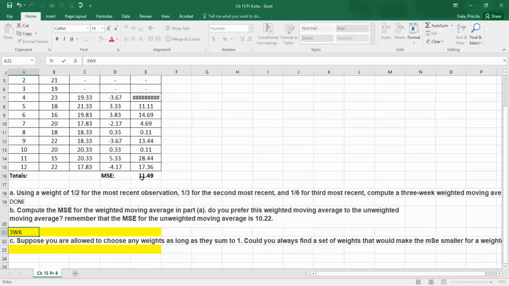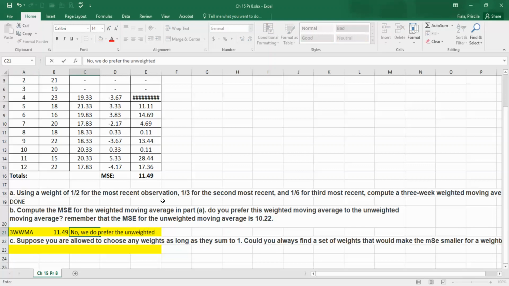So let's go over here and let's do equals to, or should we put a 3-week moving average? Or should I do 3-week weighted moving average? It's equal to 11.49. Remember what I just said. If you find anything higher than 10.22, definitely your unweighted moving average, or that means the full values, are better. So do you prefer? No, we do prefer the unweighted.